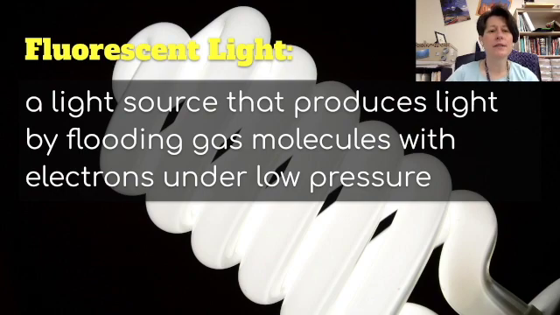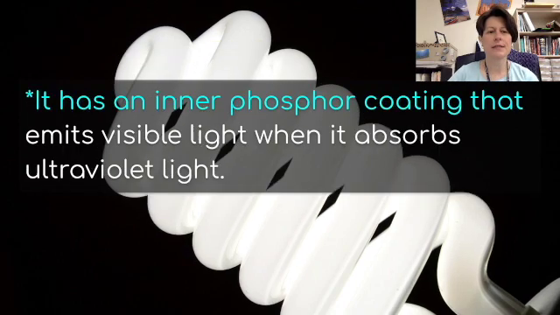Now, a lot of places like schools and office buildings and even homes have fluorescent lights. This is a light source that produces light by flooding gas molecules with electrons under low pressure. This is an example of a compact fluorescent light bulb that you might have at your house. These are a lot more efficient. They use about 75% less energy and produce the same amount of light as an incandescent bulb. The less heat a bulb produces, the more efficient it is.